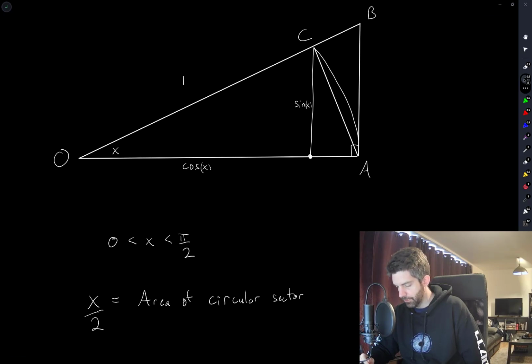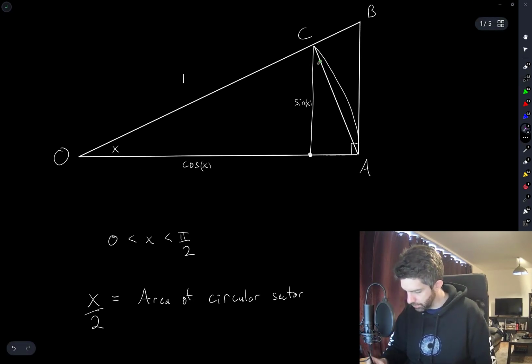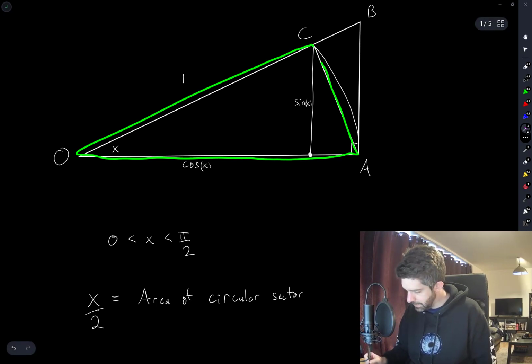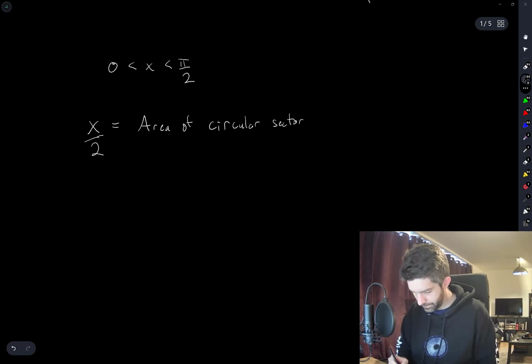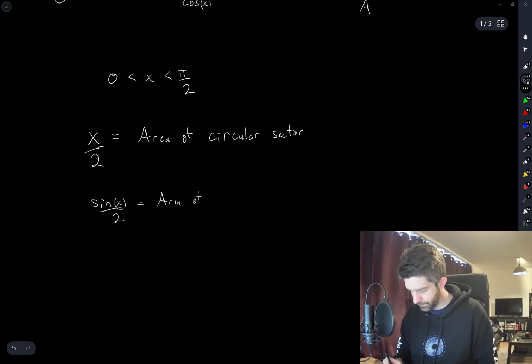So what other areas am I worried about here? Okay, well, the area of this triangle here is going to be base times height over 2, which is simply sine x over 2. This is the area of one triangle.